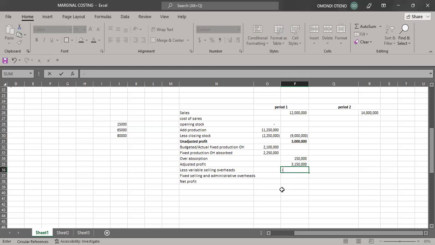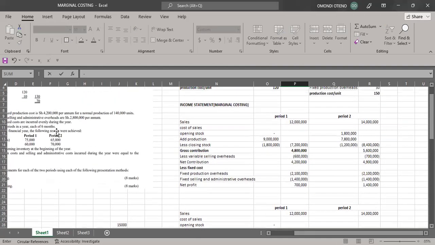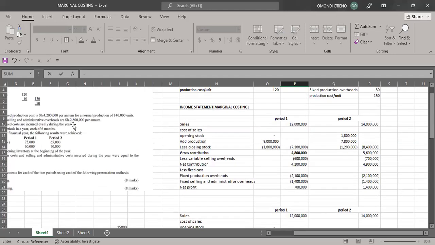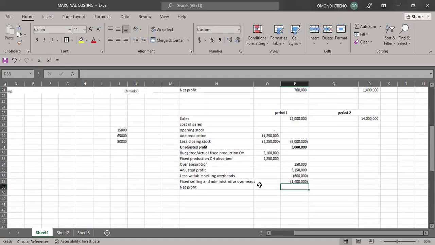So how many units were sold? We have 10 shillings multiplied by 60,000 sold, so that will give us 600,000. The fixed selling and administrative overheads will still be the same; we divide by 2 for the entire year. So that is 1,400,000.